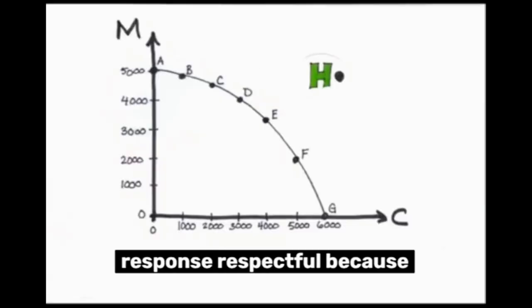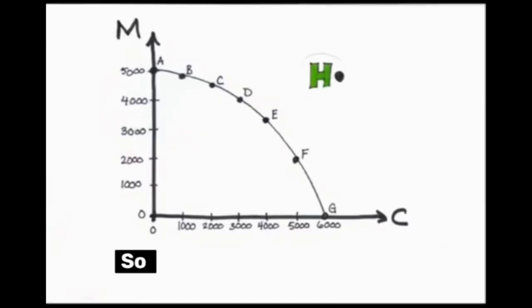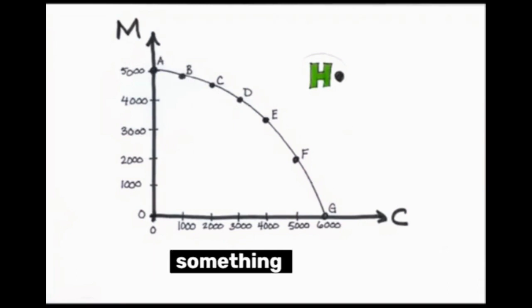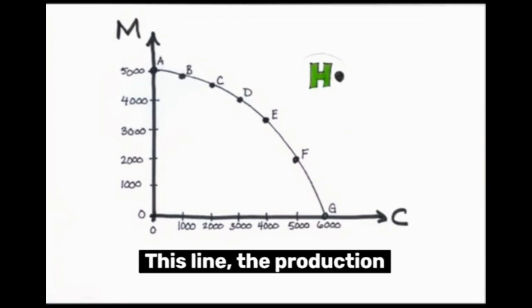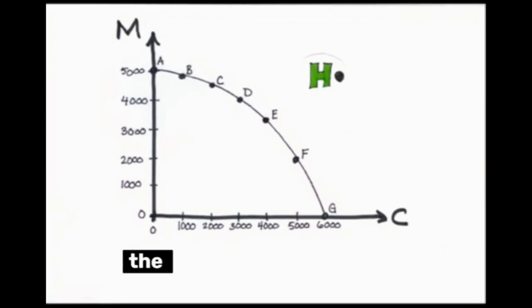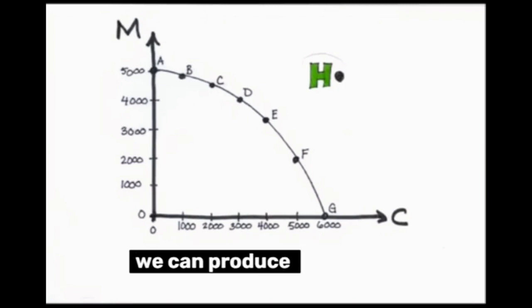Hopefully, you're making your response respectful, because after all, this is the President. So how about something like, oh, I'm sorry, Mr. or Mrs. President, but perhaps I've miscommunicated something to you. This line, the production possibilities curve, represents the outer boundary of what we can produce right now, even if we use all of the available resources.